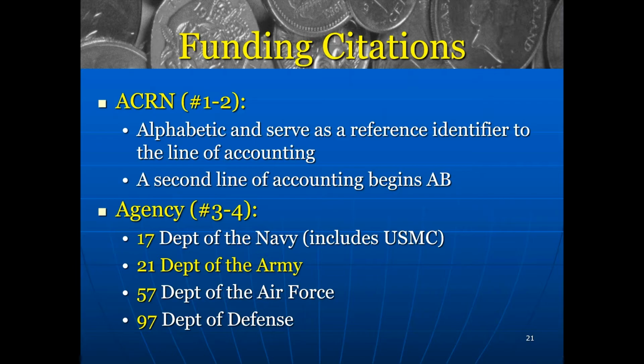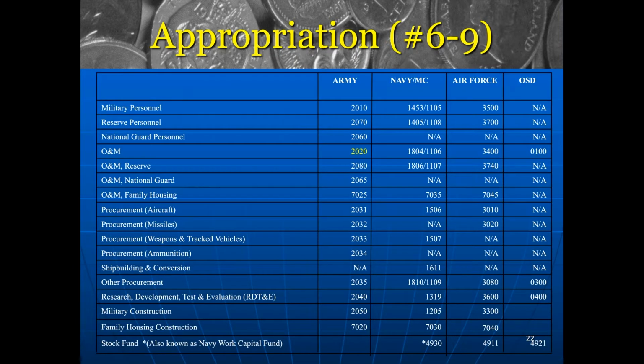Agency, positions 3 to 4. An example is 17, which is Department of the Navy, includes the Marines. 21 is the Department of the Army. 57, which is us, is the Department of the Air Force, and 97 is the Department of Defense. So take for example AA 213-2020. We see that it is the first line of accounting for this contract. We also see that it is Army, and we know that the 3 indicates that it is fiscal year 2023 dollars. So since we know it is Army money, we simply look down the column until we match up the appropriation, and we see that 2020 is in fact O&M dollars. This list isn't all inclusive, but it gives you an idea of the various types of appropriations within DoD.